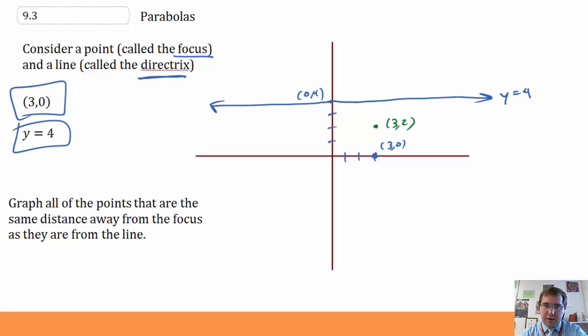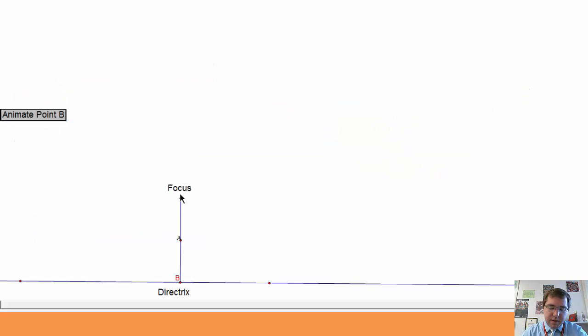Let me show you an animation. So I've got the focus and I've got the directrix. And point A is the point that's halfway between them, the point that's equidistant between the focus and the directrix. So watch what happens as I drag B along here. Anywhere I stop, the distance from A to B is the same as the distance from A to the focus. And I can keep going. Any point that's on here, the distance from A to B is the same as the distance from A to the focus.